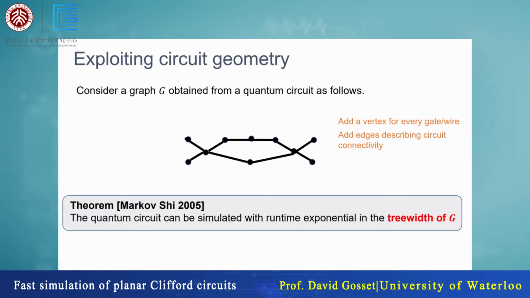And it was shown by Markov and Shi in 2005 that a quantum circuit can be simulated with a runtime which is not necessarily exponential in the number of qubits, but rather scales exponentially in the treewidth of this graph. That treewidth can be less than, for example, the number of qubits, and we'll see some examples of that. I don't expect you to be familiar with this quantity. Later in the talk, I will define it, but for now, you can think of it as a measure of how tree-like the graph is. So a tree has treewidth 1. A planar graph has treewidth at most square root of the number of vertices, and the treewidth is always at most the number of vertices.